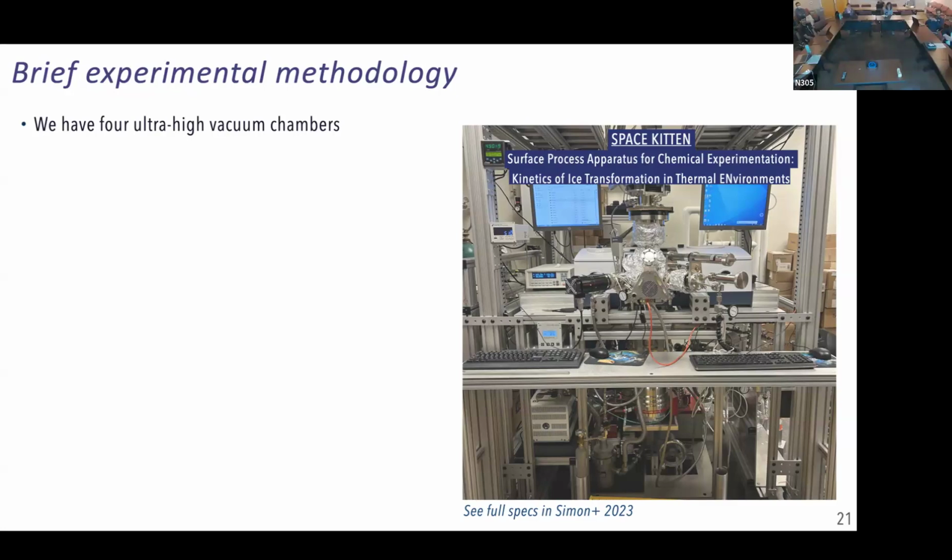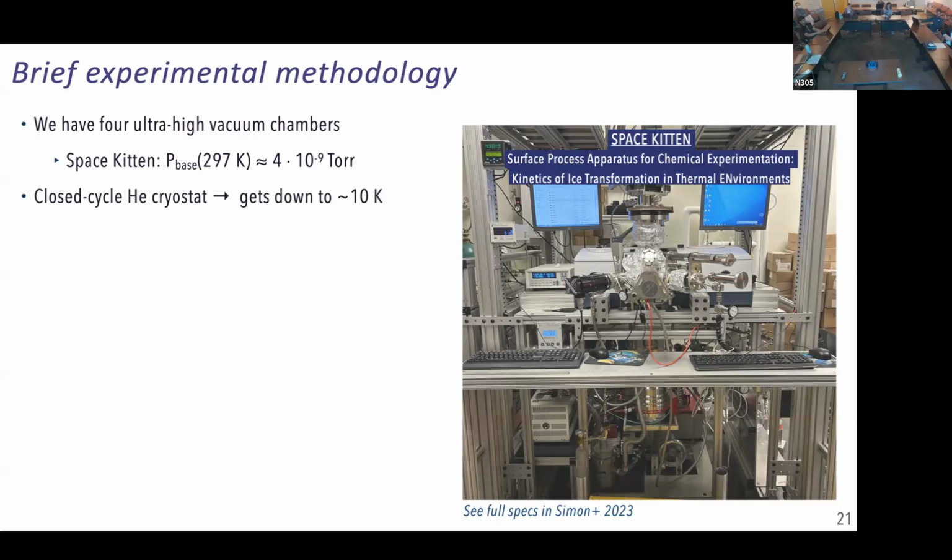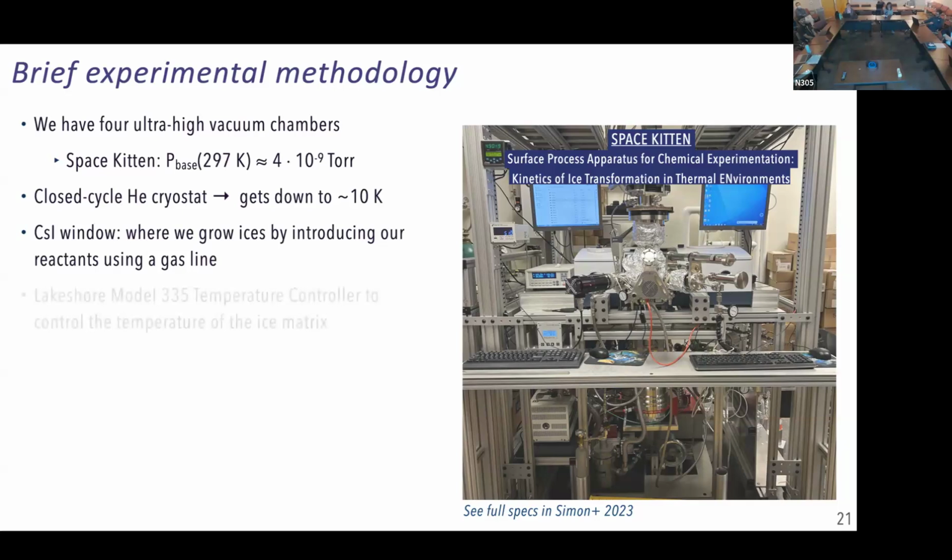This is just one that I'll show, which has the simplest setup. It gives you the base of what you need to run an experiment. The base pressure of these chambers can range from 10 to the minus 9 to 10 to the minus 11. Space Kitten's base pressure goes to 4 times 10 to the minus 9. It's a closed-cycle helium cryostat that gets it down to around 10 Kelvin. Our most powerful one gets down to 4 Kelvin. There's a cesium iodide window, which is transparent to IR, and that's where we grow our ices, so it's a substrate at the center of this chamber.